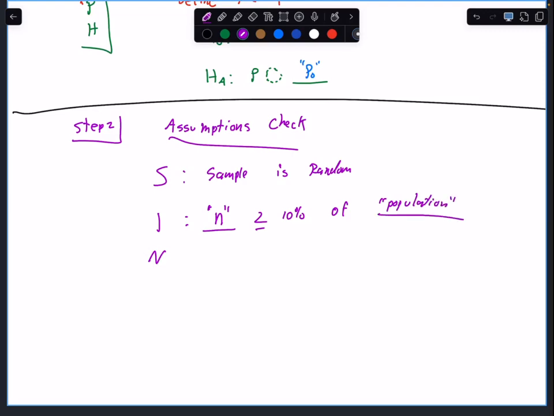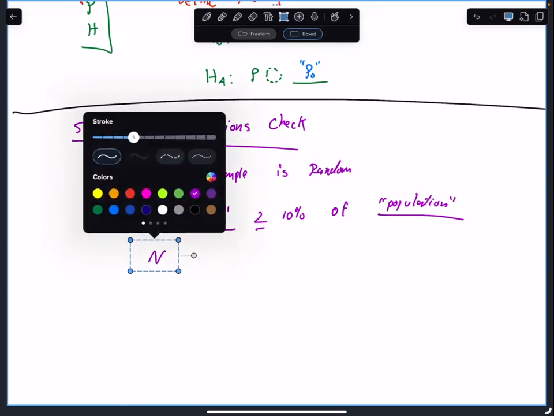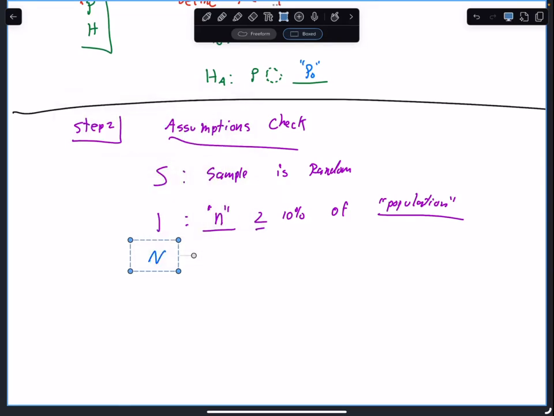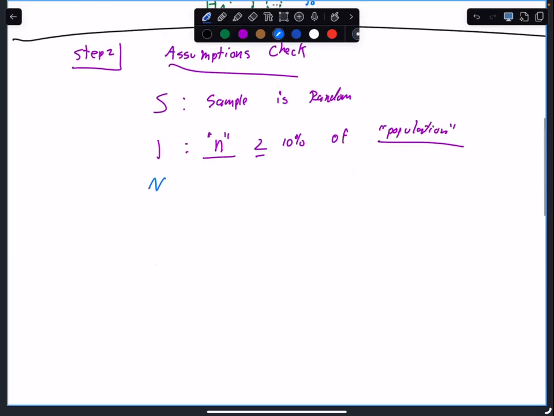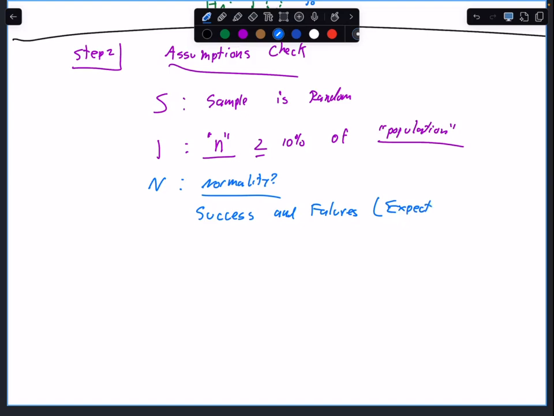Okay. And then we get to the last one, the new one. And I'm actually going to change the color on this one. Let's make it blue. The N is the same. Remember, this is still normality. We're still checking the normality. But we're going to do the success and failures. It's still the success and failures, but what's different here is it's expected.